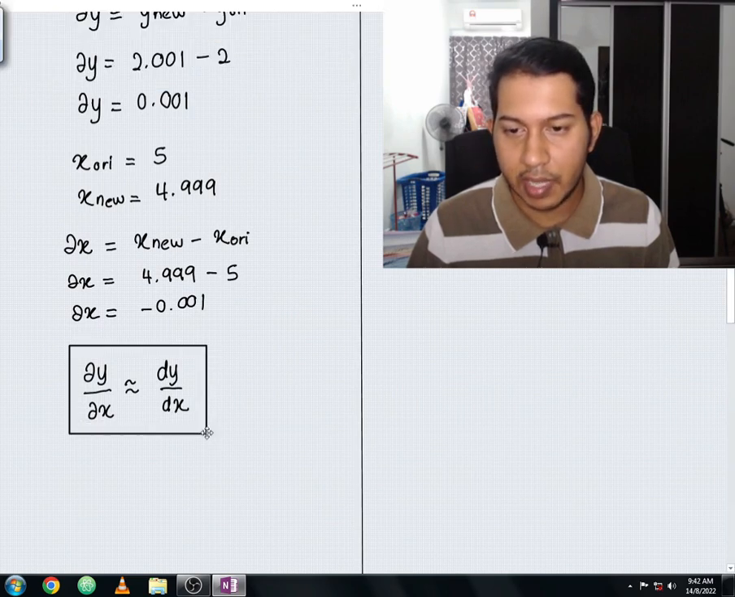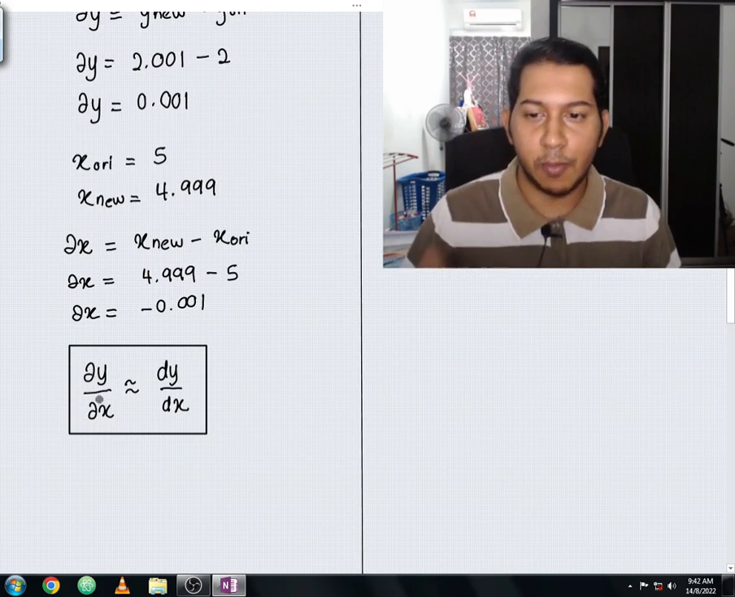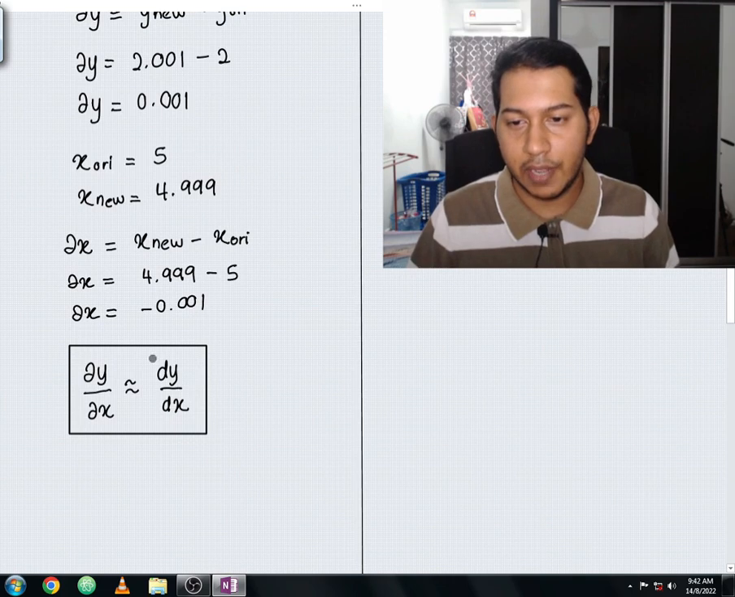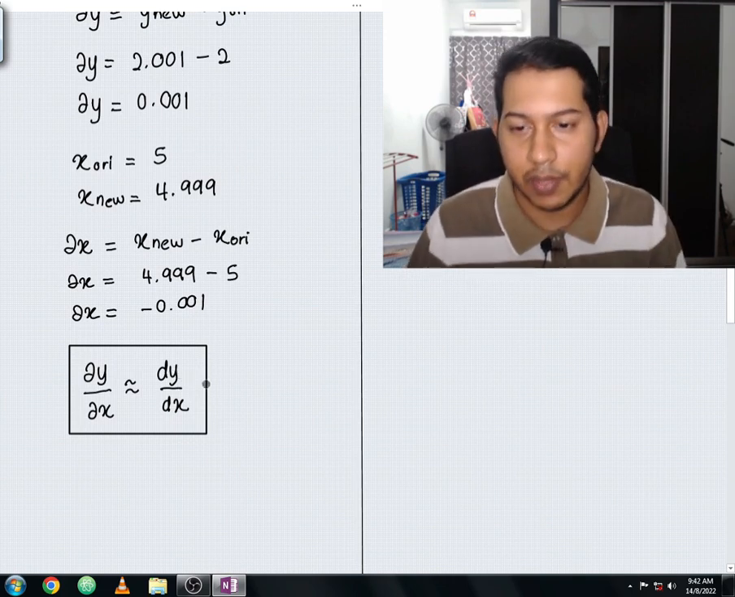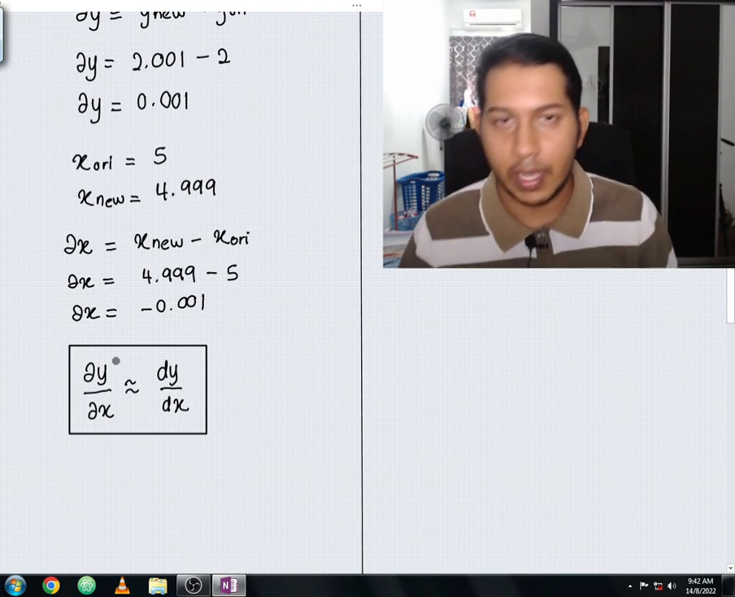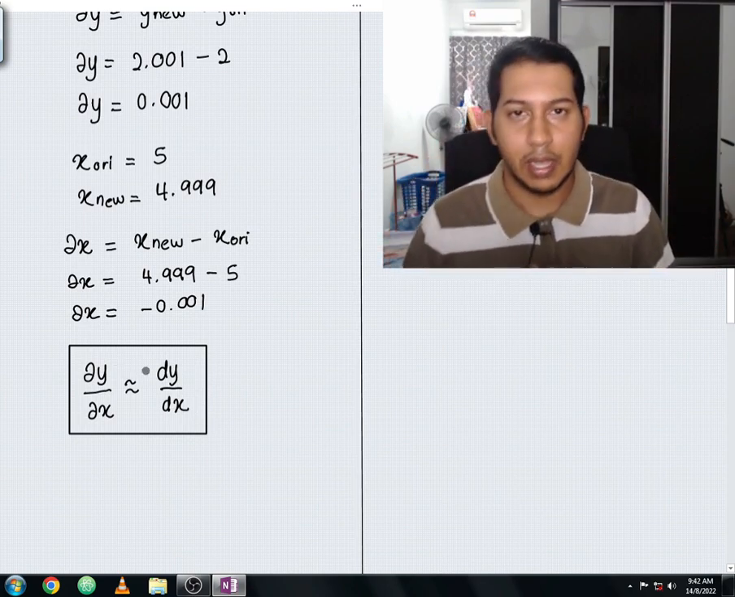This indicates that small changes in y, when you divide by small changes in x, is approximately the same as the differentiation of y with respect to x, dy over dx. So they are almost the same, guys. That's why you have this approximation symbol.